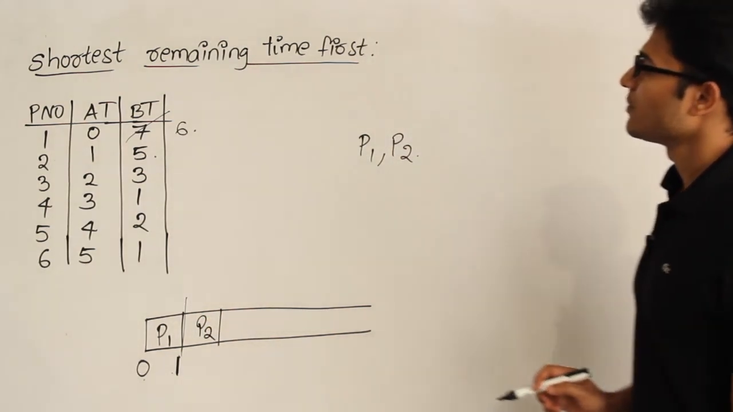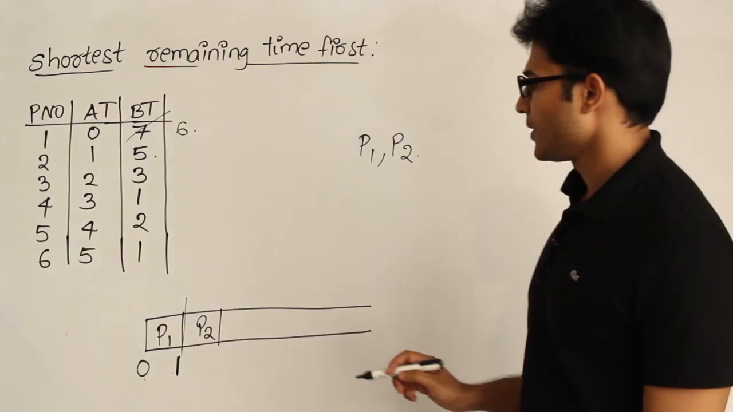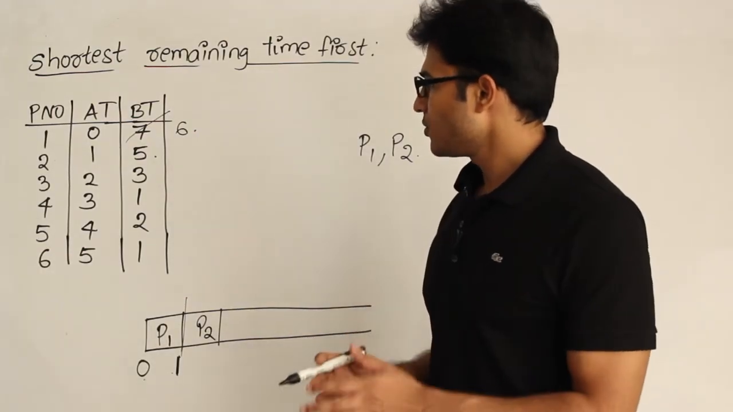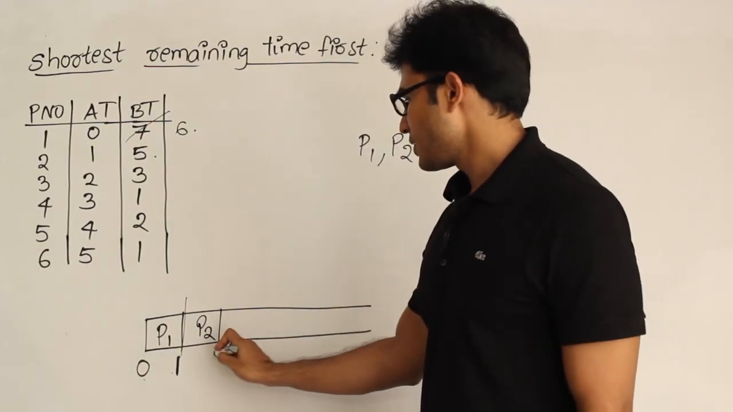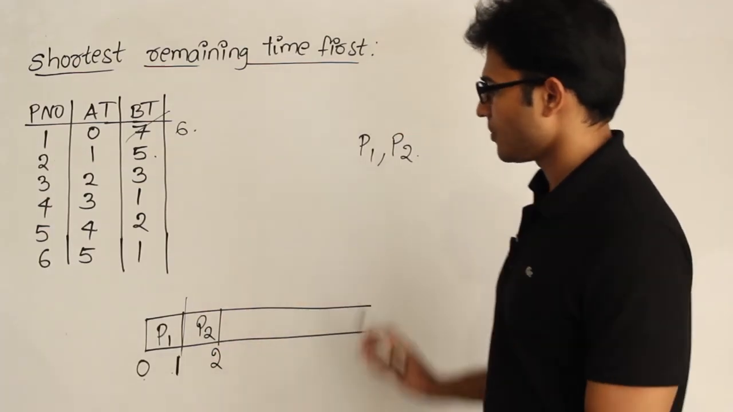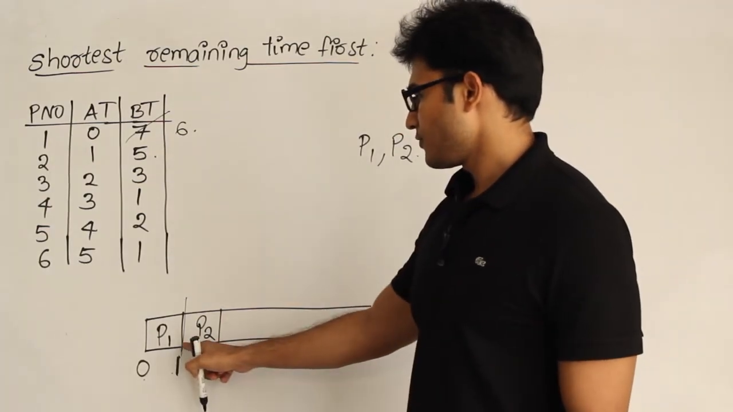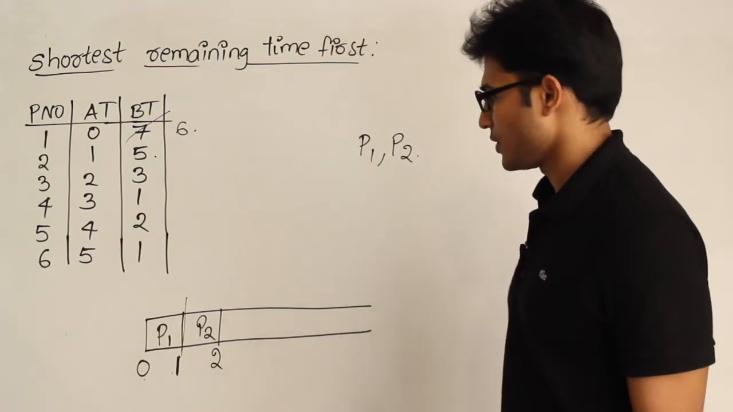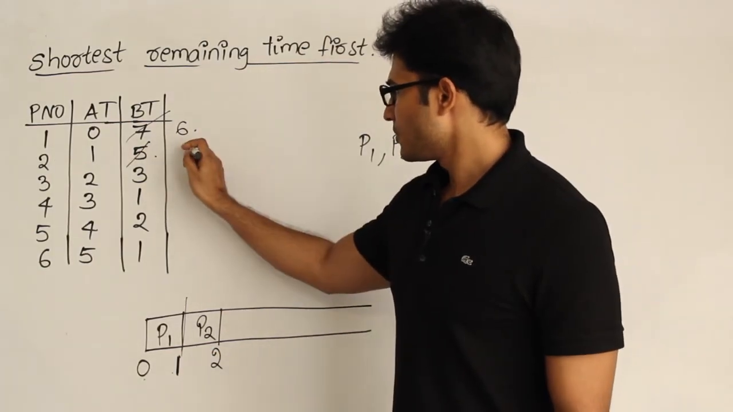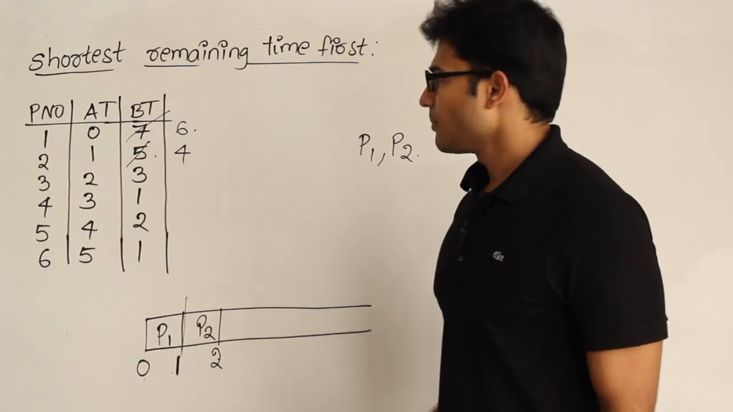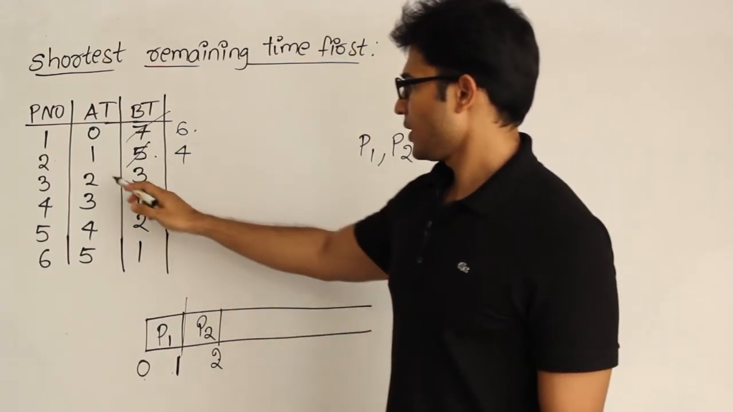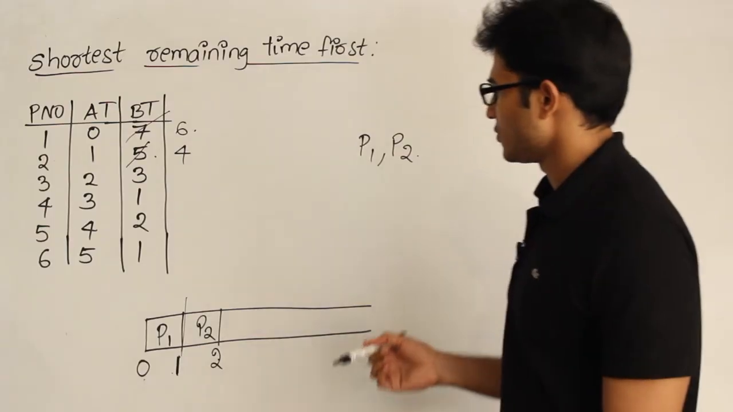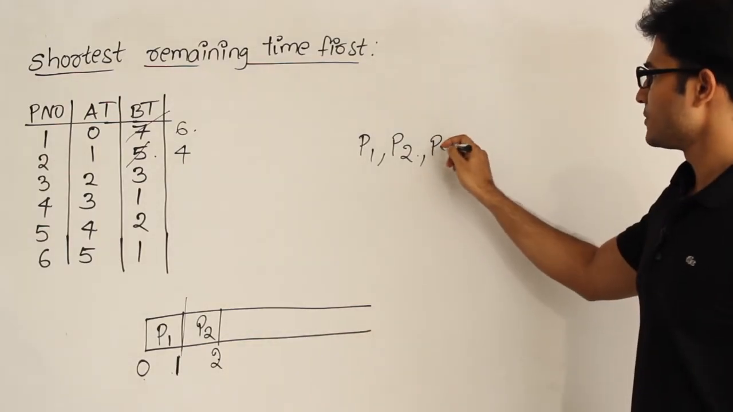For P2, the burst time is actually 5, but we don't run it to completion. We just run it for 1 unit, then stop and check. I executed P2 for 1 unit, therefore the remaining time will be 4. Now the time is 2. By time 2, I see what processes are available. One more process has become available, which is P3.